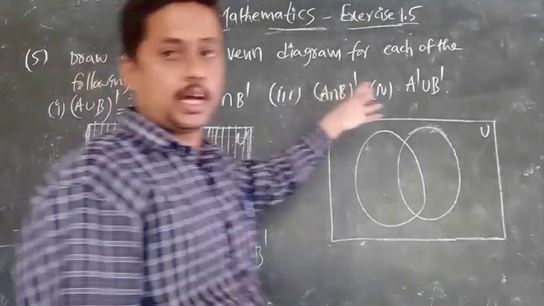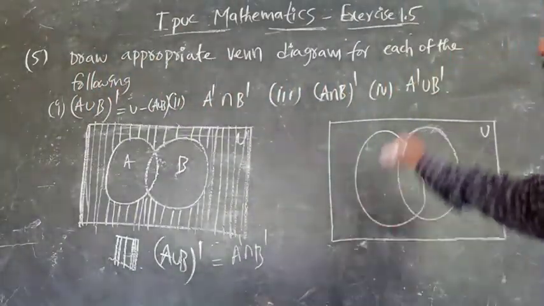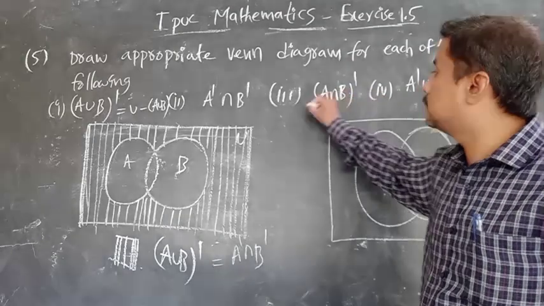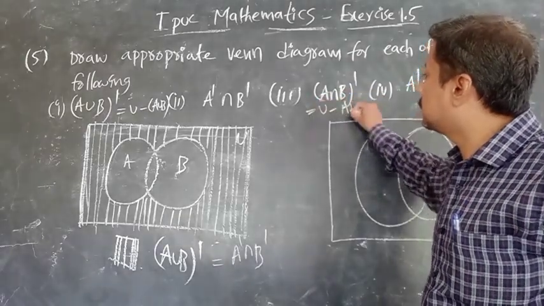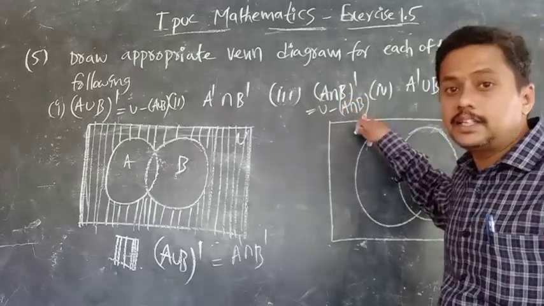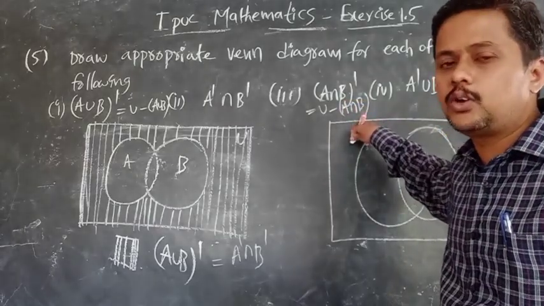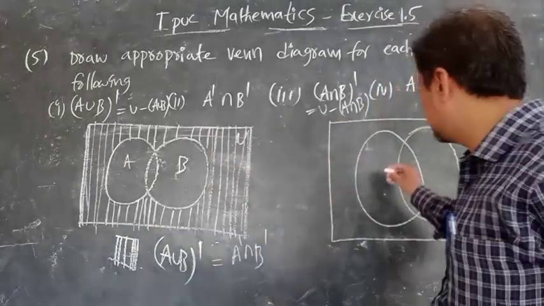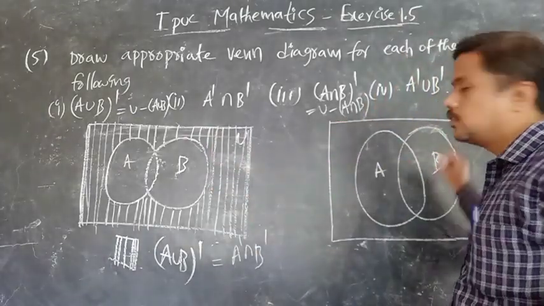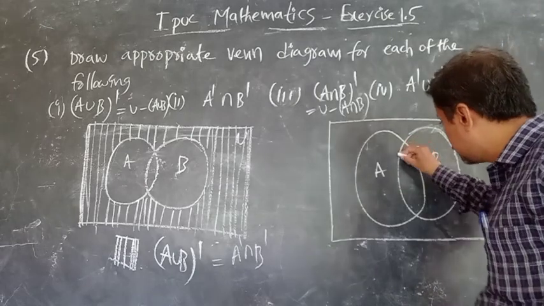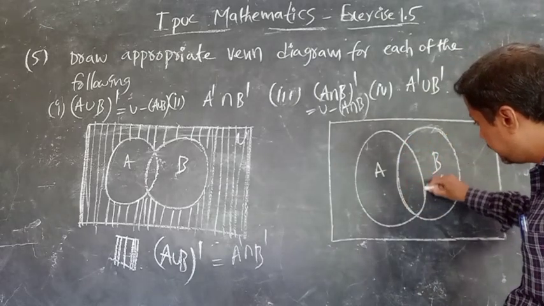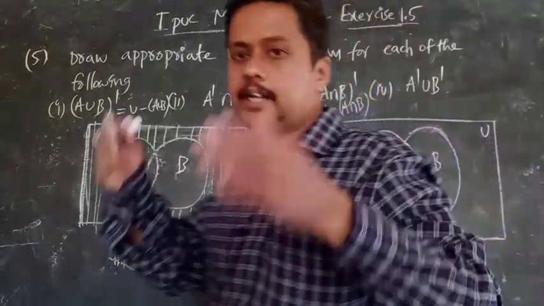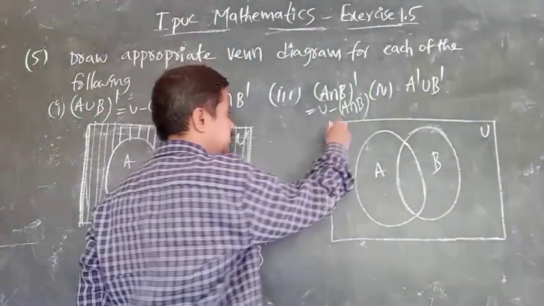Next, we will move to the third one. See, (A intersection B) dash. What is the meaning of (A intersection B) dash? U minus A intersection B. What does that mean? From the universal set, remove A intersection B. So this is A and this is B. Intersection means what? This only. This is the intersection part. So you have to remove it and shade the remaining. Shade everything else like this.